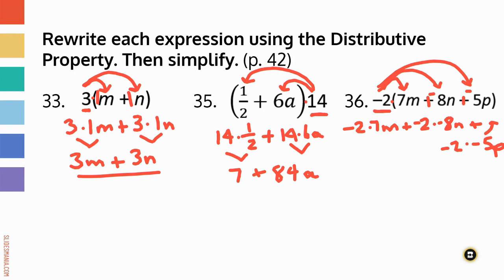Okay, then we multiply. So -2 times 7m is -14m. And then -2 times -8n is positive 16n. And then -2 times -5p is positive 10p. And if you struggle a little bit with multiplying positive and negative numbers, use a calculator. Okay, so this is as simplified as it gets because m, n, and p are not like terms.